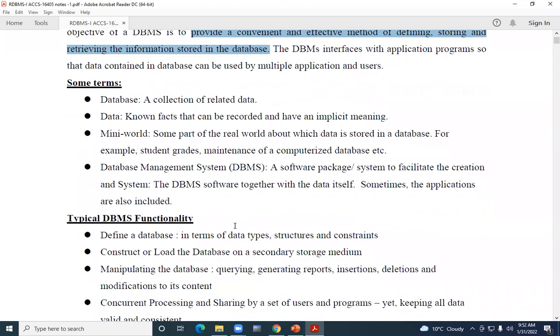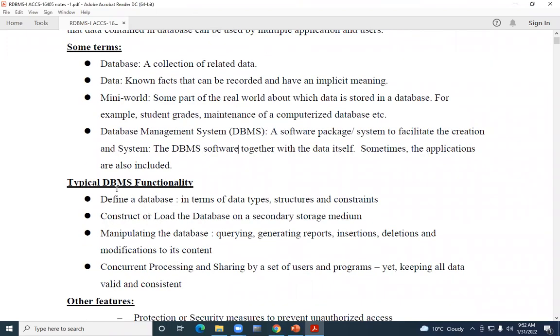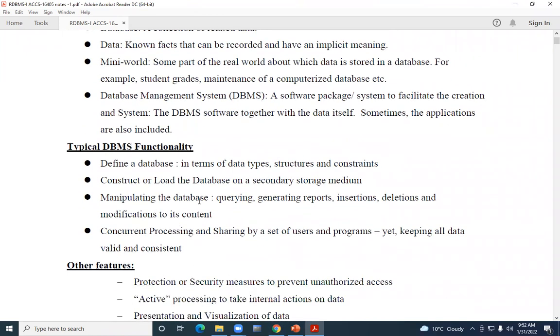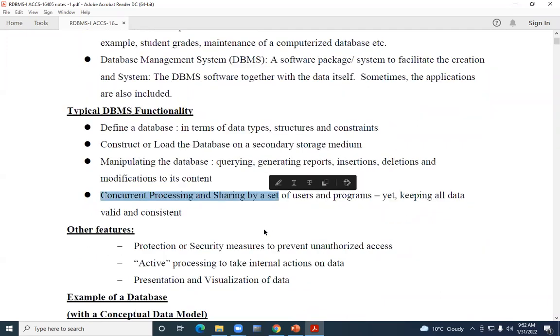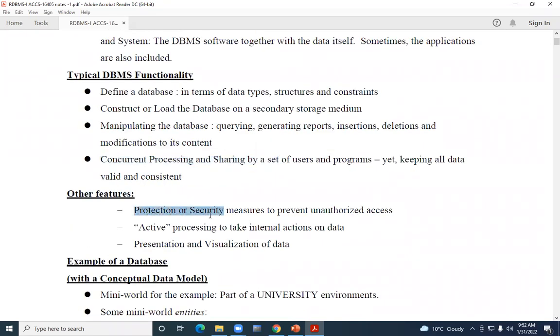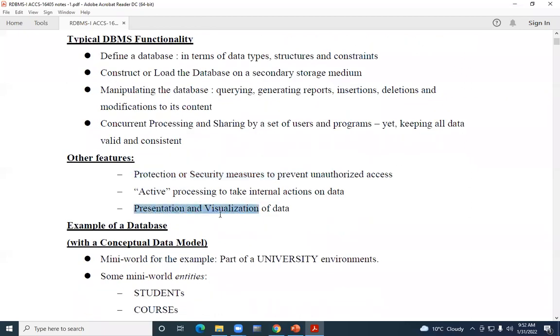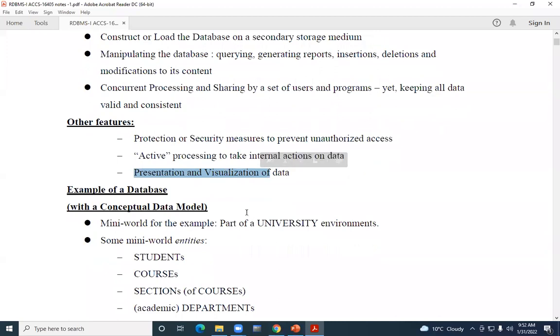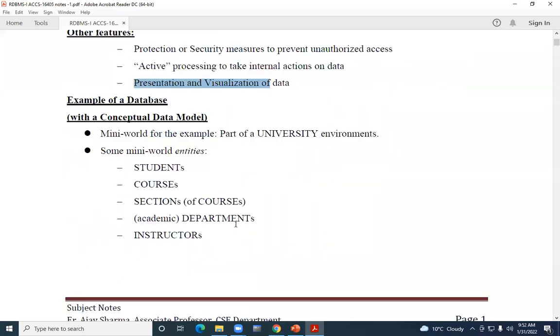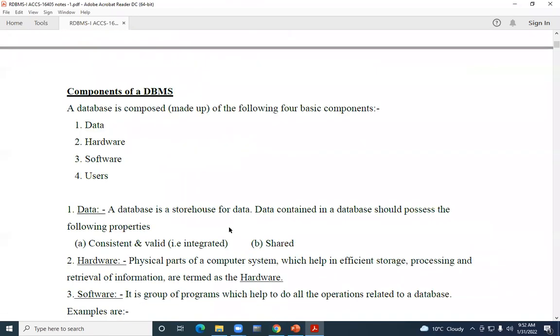Now, why do we require a DBMS? This question was asked in today's session by one of the students. Why do we require a DBMS? So we can create databases, we can manipulate the database, we can do some processing and sharing. Then the protection or the security measures are there. We can present and visualize our data with the help of the database. Some examples of databases.